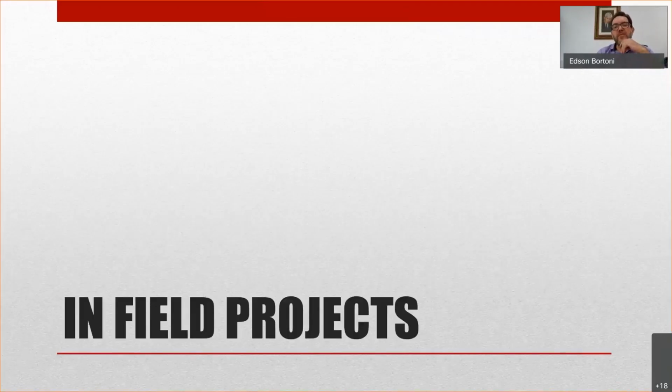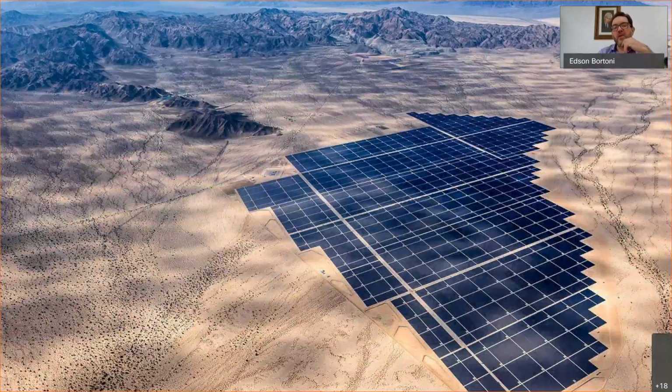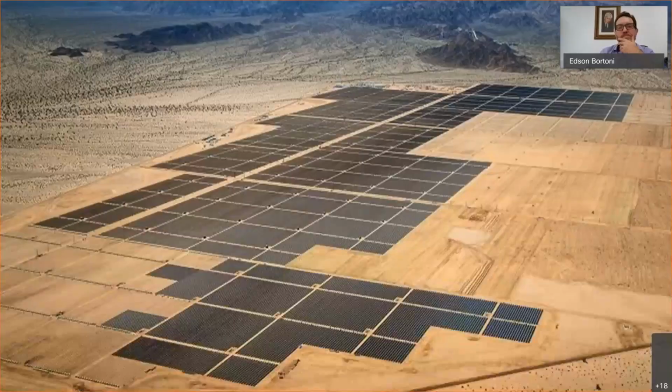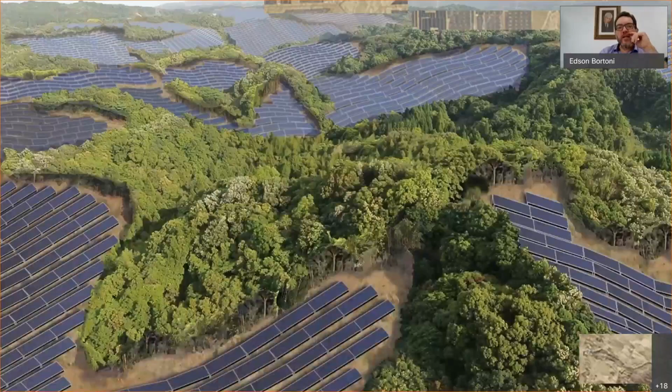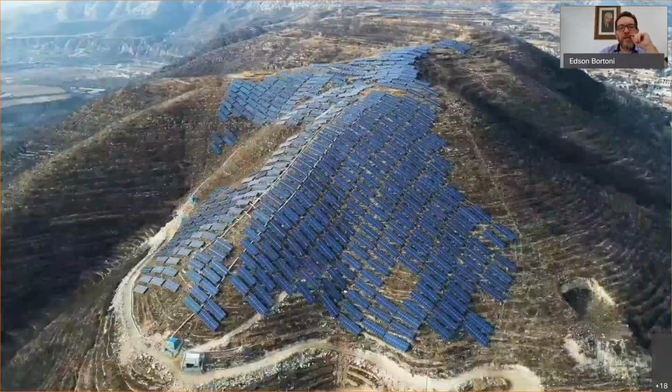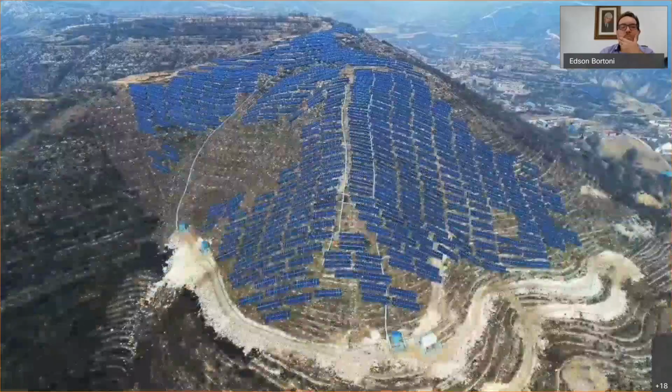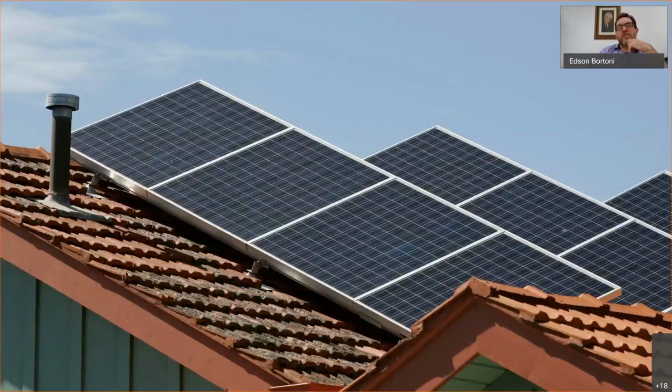So we have some field projects, very interesting. This is the Chile desert. Chile desert is very high and has low temperature, so it's a dry place. It's very nice to have solar generation there. Some examples in China. China, they are installing many solar panels. You can mount them on the roofs.